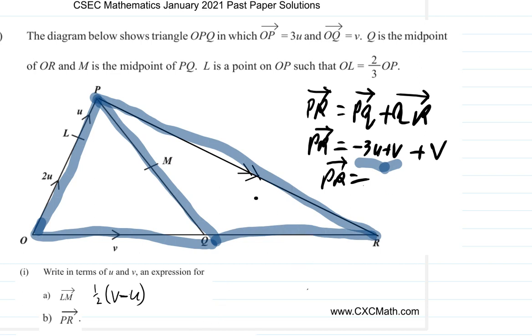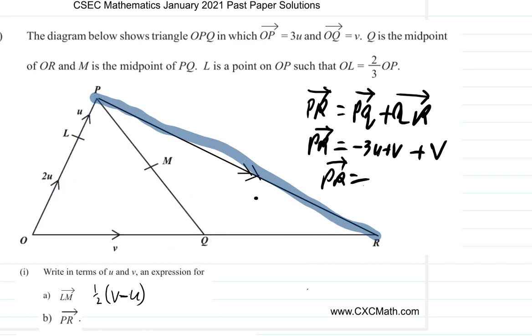Alright, so here now, simplifying this and putting it together, it is 2V minus 3U. I just put the positive one in front. So PR, going from P to R, is 2V minus 3U. Alright? So you see that?